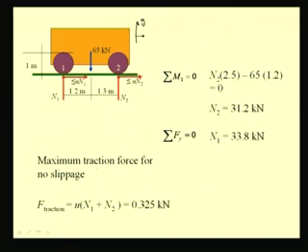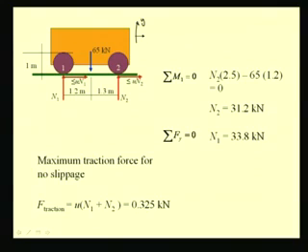So, we find the total traction force that can exist without slipping is mu N1 plus mu N2, that is mu times N1 plus N2, which is equal to 0.325 kilonewtons. So, this is the maximum frictional force that is available, and so the traction force cannot exceed this value. So, let us see what is the rolling resistance and see whether that is less than this maximum available traction force.